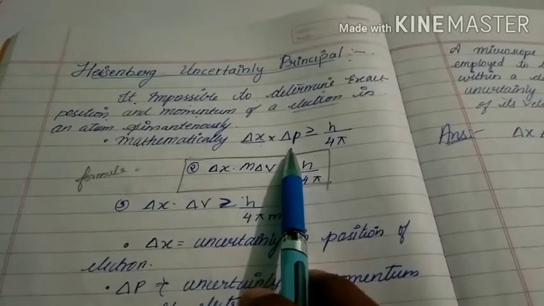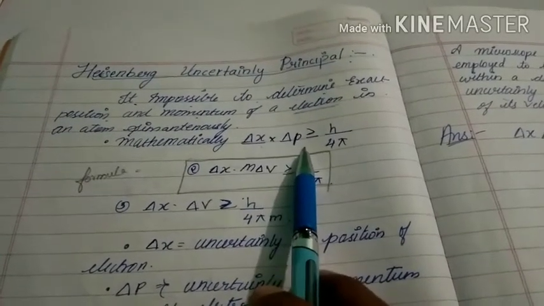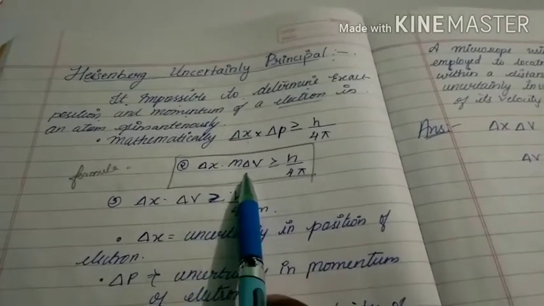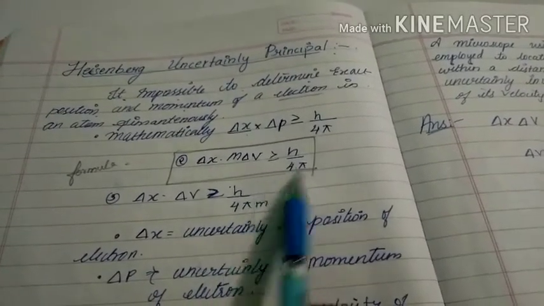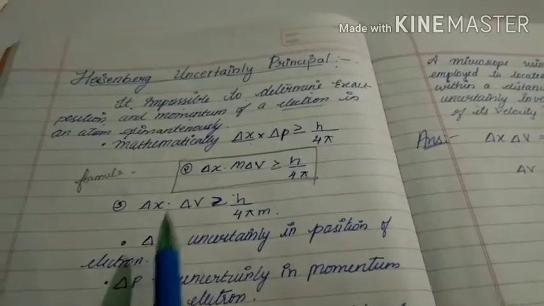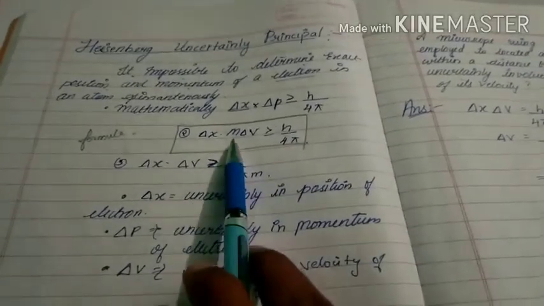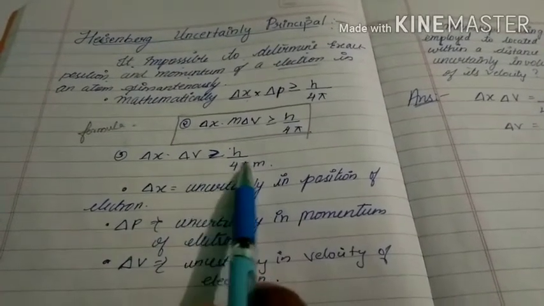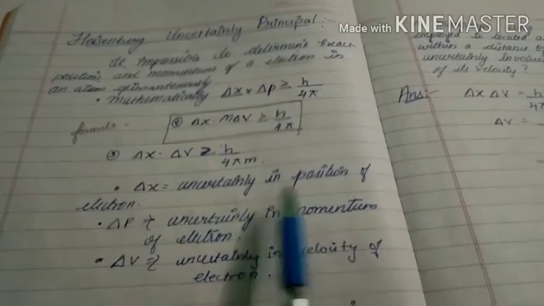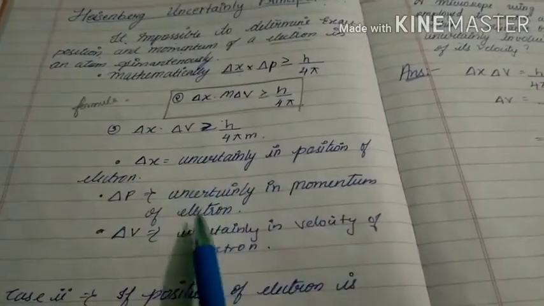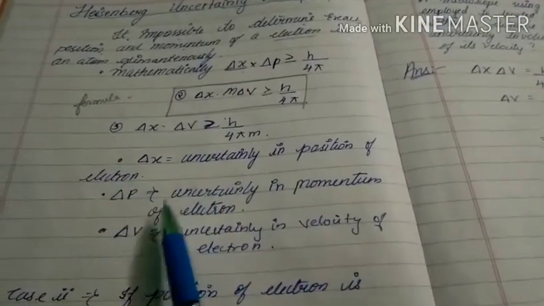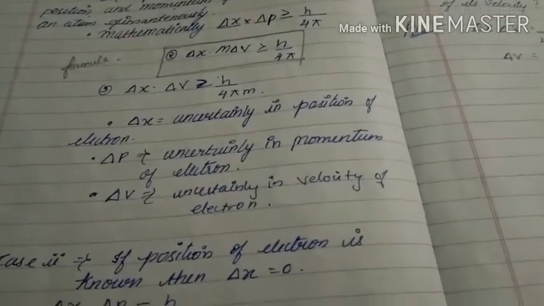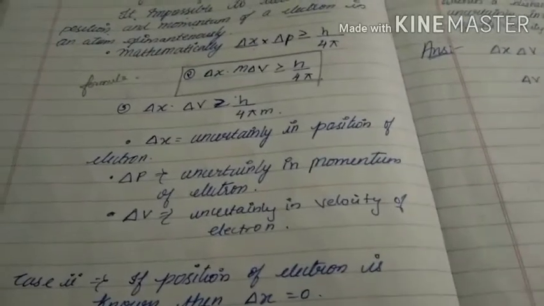We know p is the product of mass and velocity. So finally this equation becomes delta x into m into delta v is greater than or equal to h by 4 pi. If m comes to this side, then the final equation is delta x into delta v is greater than or equal to h by 4 pi m. Delta x is uncertainty in position of the electron, or any particle. Delta p is uncertainty in momentum of the electron, and delta v is uncertainty in velocity of the electron.